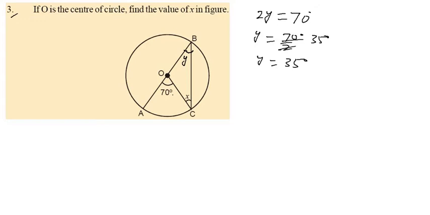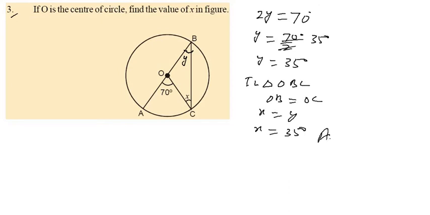Now in triangle, which one? OBC. OB is equal to OC. That means angle X is equal to Y. So you can write here X, Y is 35 degrees. So that is the value of X and it is your answer.